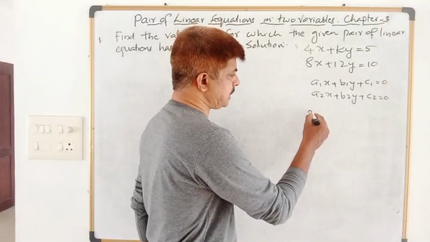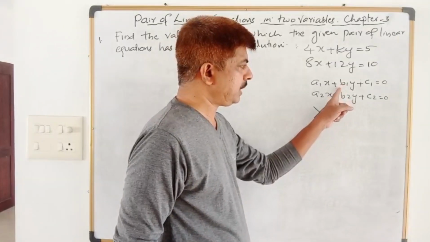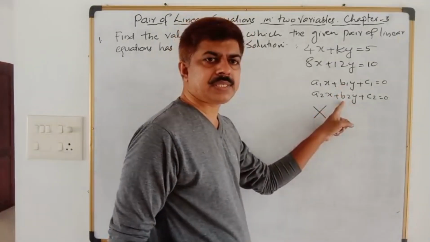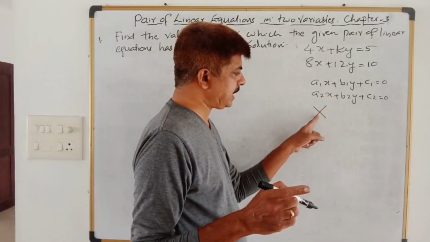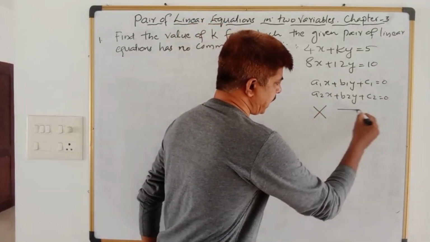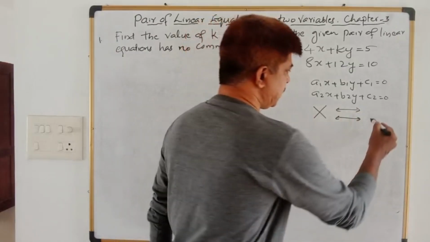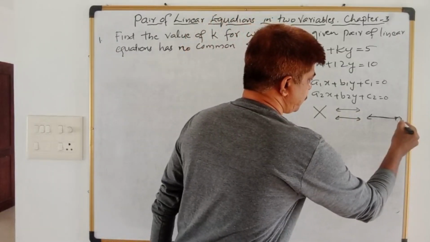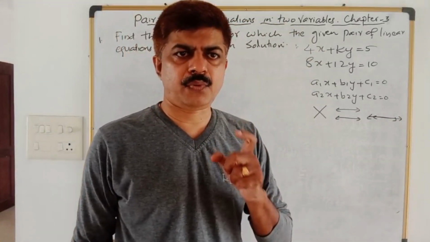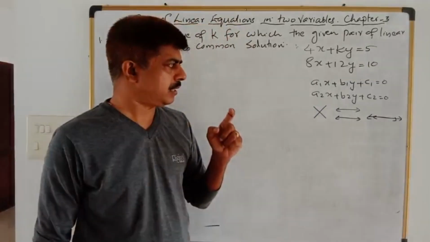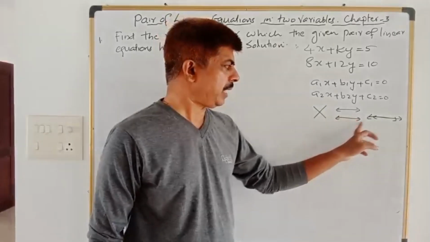What is the first case? The graph will represent two intersecting lines. We know that a pair of linear equations in two variables represents two straight lines. So the first case is they will give intersecting lines. Second case, the graph will represent two parallel lines. What is the third case? The graph will represent two coinciding lines. So we should know the method to check, before drawing the graph, whether the graph will be intersecting, parallel or coinciding.